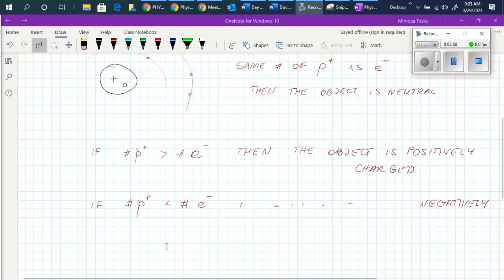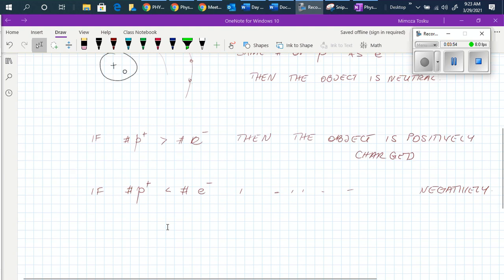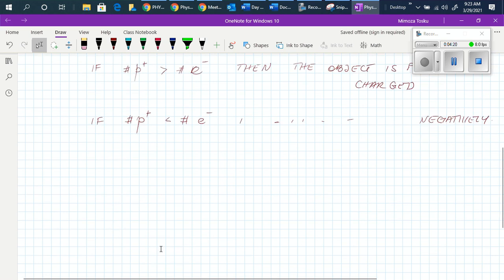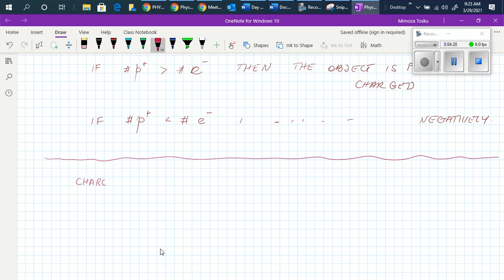However, we know very well from chemistry and other sciences that if the number of protons changes, that doesn't happen. What we have instead is a different element if the number of protons is changing. So what is flexible and moves from one object to the other is the number of electrons. So what is making an object charged is the motion of the electrons.